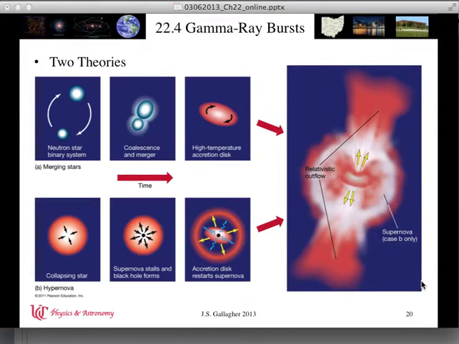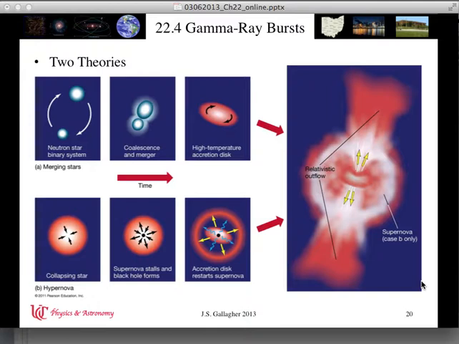So these are the two theories. Okay, the first theory that we were calling merging stars basically involves the merger of two neutron stars. Okay, we've talked about how the brightest supernovae are the type 1a supernovae, and they are the result of the merger of two white dwarf stars. The gamma ray burst, it is argued, could be caused by the merger of two neutron stars. When these two neutron stars come together, they form a high temperature accretion disk. The energies that are emitted in the center are going to be funneled along the poles and create this relativistic fireball that we talked about.